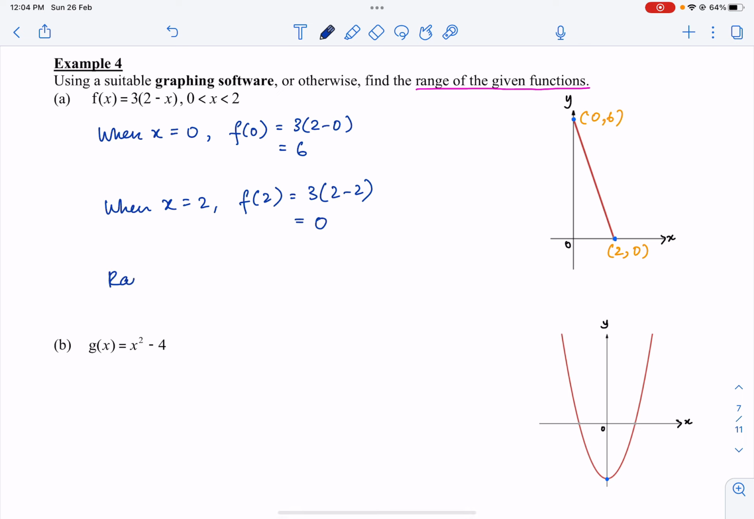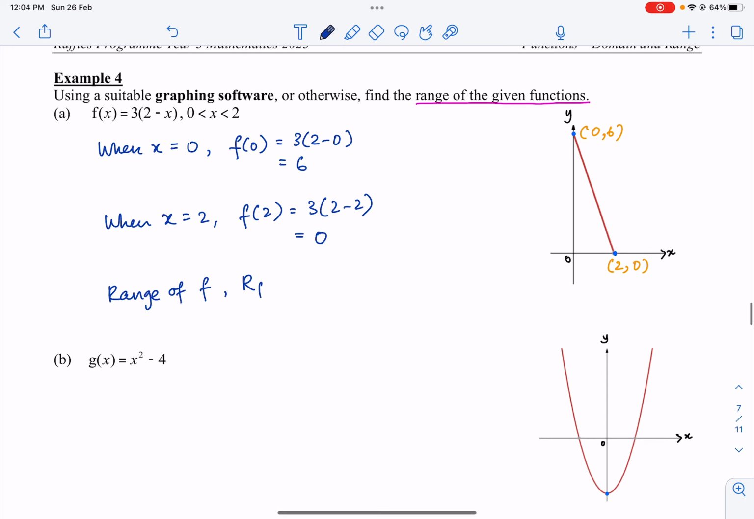So in this case, the range of f, written as capital R subscript f, is equal to 0 because that is the minimum value of y, and the maximum value of y is 6. Both are round brackets because if you look at the domain itself, it's strictly less than. The inequality sign is given as strictly less than.